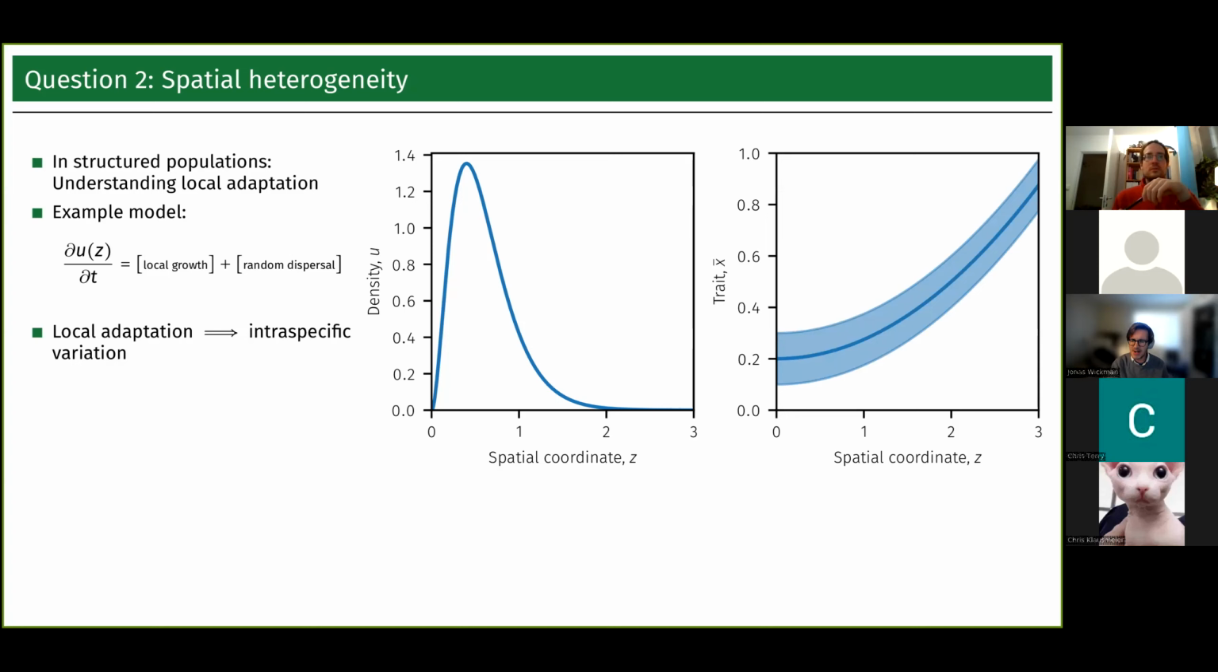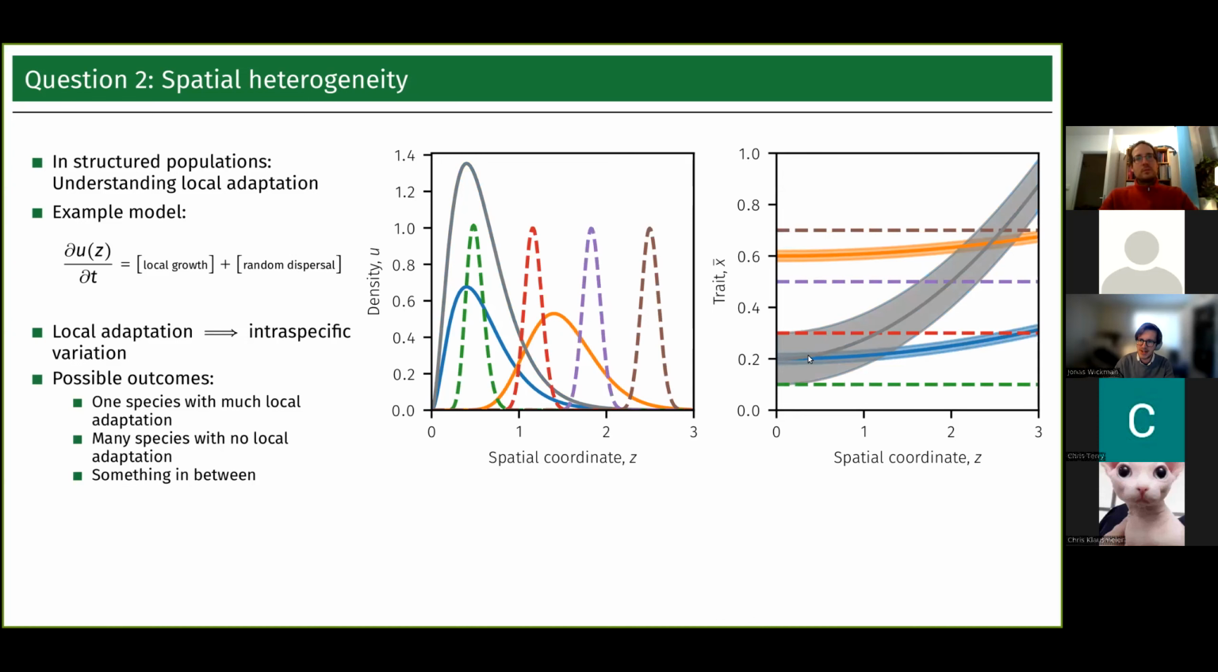And then, similar to the non-spatial system, we can imagine a set of different outcomes. We could have the outcome depicted in gray, where we have few species with a lot of local adaptation. We could have a lot of species, depicted here as dashed lines, with basically no local adaptation or intraspecific variation. Or we could have some intermediate outcome, as depicted here in blue and orange.